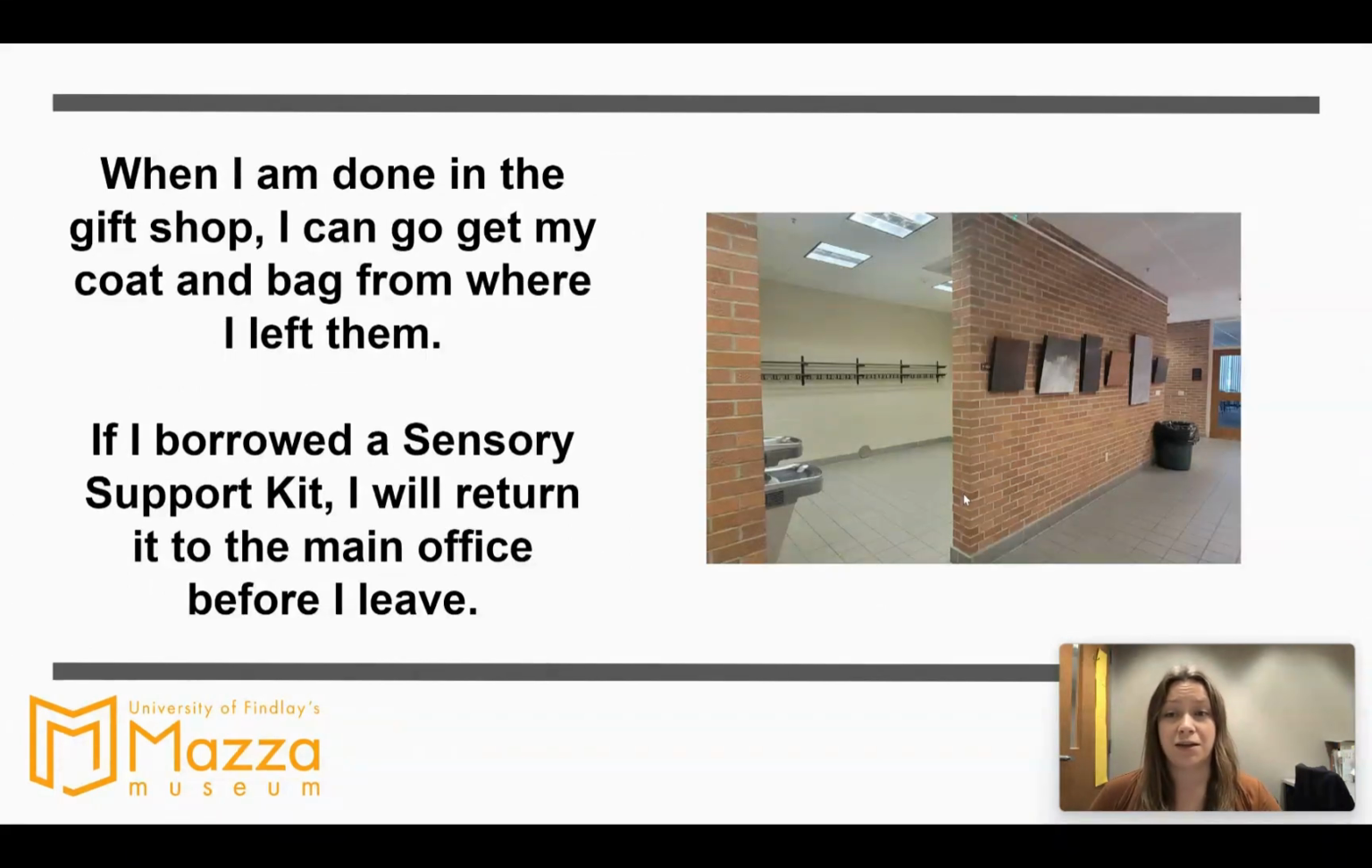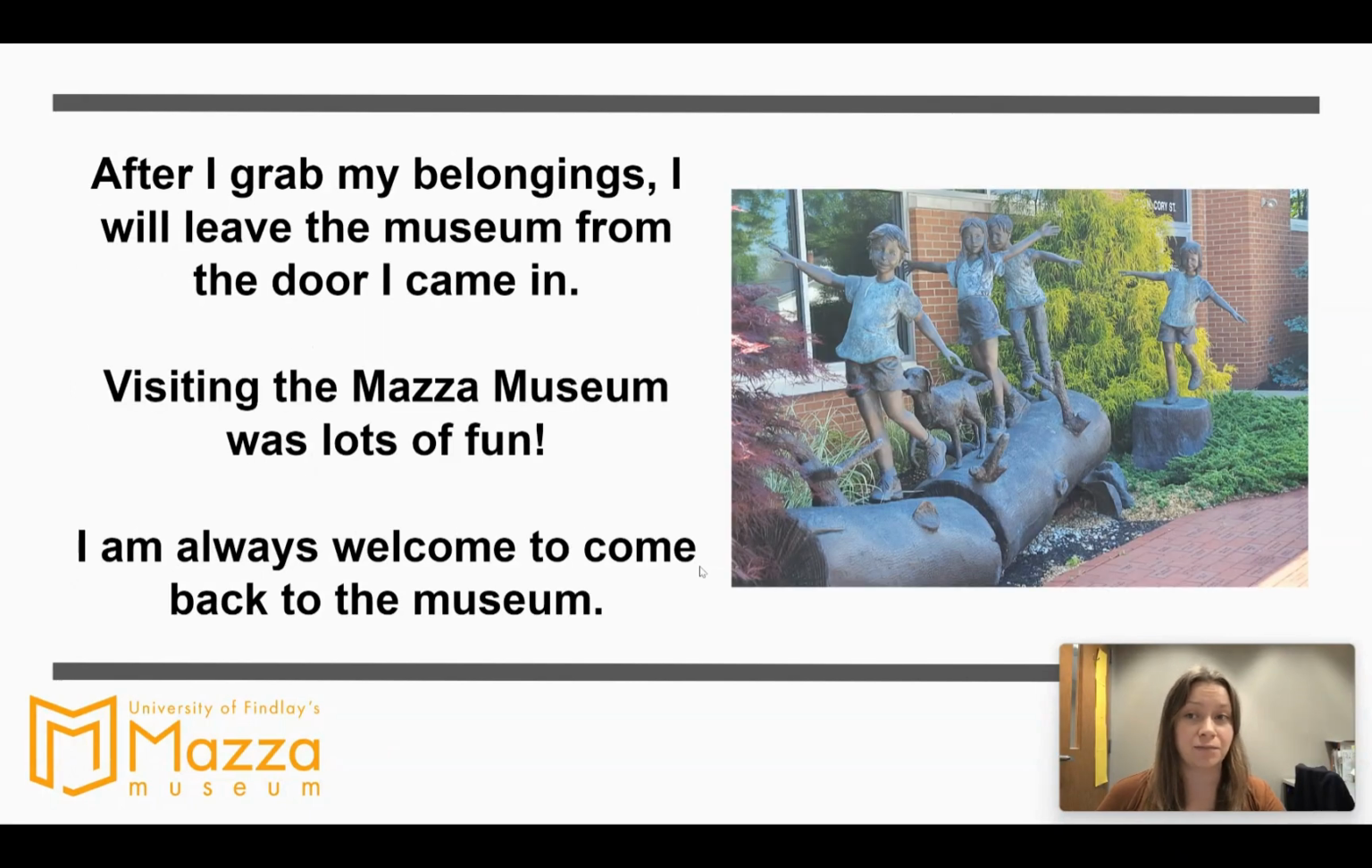When I am done in the gift shop, I can go get my coat and bag from where I left them. So showing this picture again and understanding, okay, we're returning and we're getting ready to leave. These pictures are going to start looking more familiar. If I borrowed a sensory support kit, I will return it to the main office before I leave. So reminding them, if we borrowed something, we have to put it back. After I grab my belongings, I will leave the museum from the door I came in.